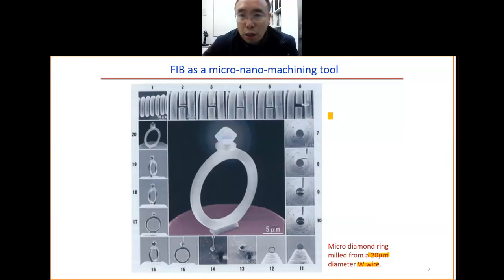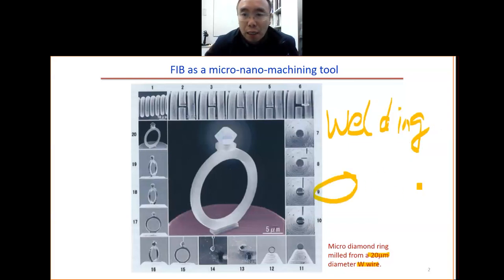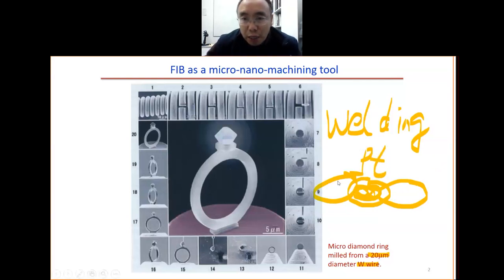So how to do the welding process? You have one part, another part. Here you have this needle and this metal piece. So how to weld the two parts? This can be done by the deposition here. If we deposit some platinum material in this area, then this part and this part will be welded.